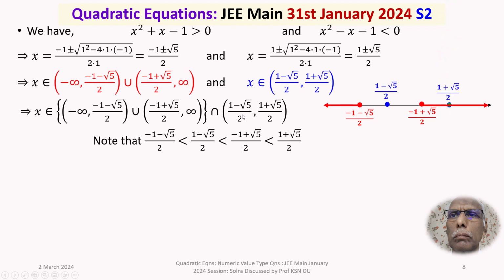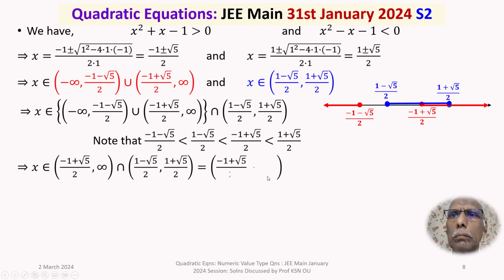And it belongs to the open interval from (1 minus root 5)/2 to (1 plus root 5)/2. Let's locate that. So it belongs to this one. So what is the commonality? What is common between these two? From this diagram, the common is the open interval (minus 1 plus root 5)/2 to (1 plus root 5)/2. So the intersection, that is the commonality, is equal to ((minus 1 plus root 5)/2, (1 plus root 5)/2).